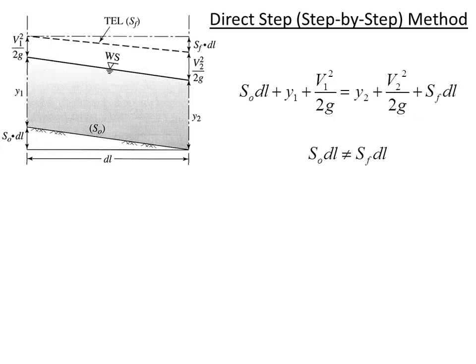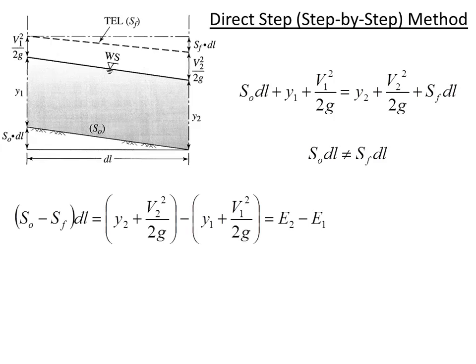Now, of course, the slope of the energy grade line and the slope of the channel bed are not going to be equal to each other. If they were, this would be uniform flow, and we wouldn't be trying to classify water surface profile. So we can expect that those are not going to be equal.